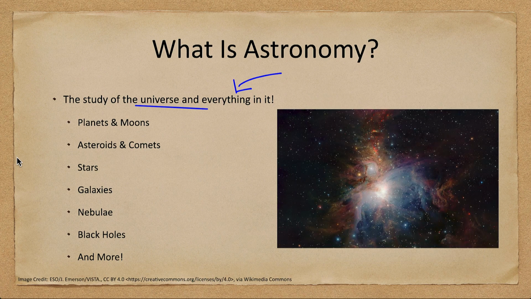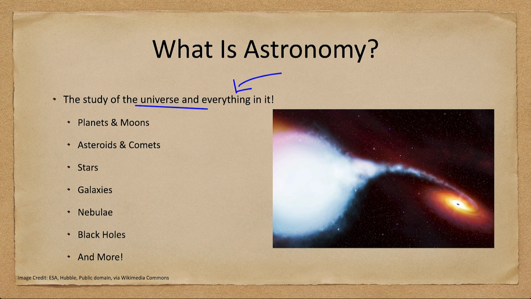We will look at nebulae. Here's an example of a nebula, and a nebula, depending on the type, can be a star-forming region. There are also nebulae that are the end states of stars, so the debris left behind when a star dies. We look at black holes, and here we see an artist's conception of material swirling into a black hole. And, of course, much more. So lots of things that we will be looking at over the course of the semester.